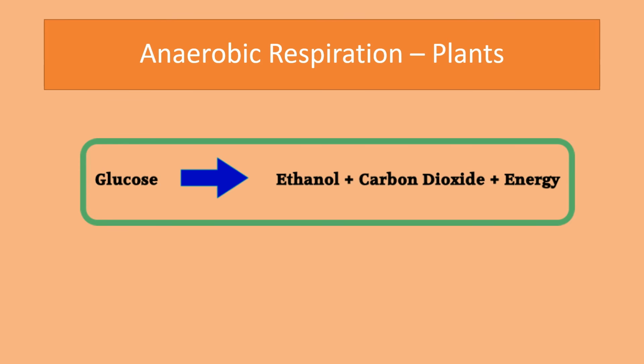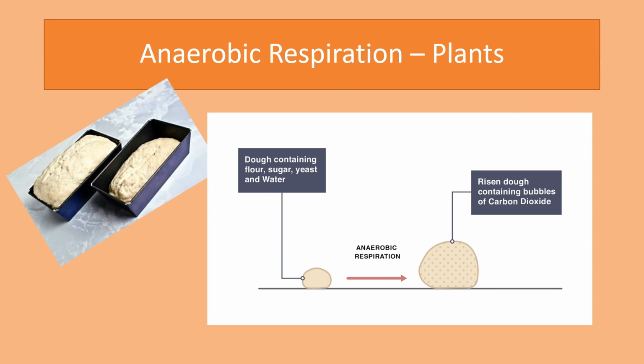Anaerobic respiration in plants is slightly different. So it produces ethanol, which is a form of alcohol, carbon dioxide and a small amount of energy. This can be used by humans effectively for making bread. So dough contains flour, sugar, yeast and water. Anaerobic respiration occurs and the dough will rise because of the bubbles of carbon dioxide produced.